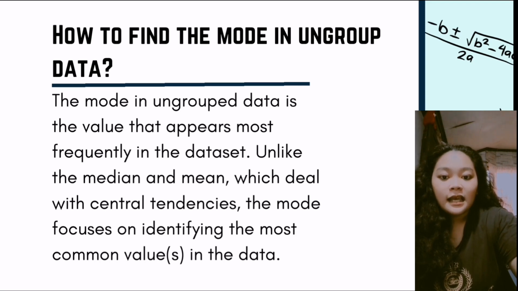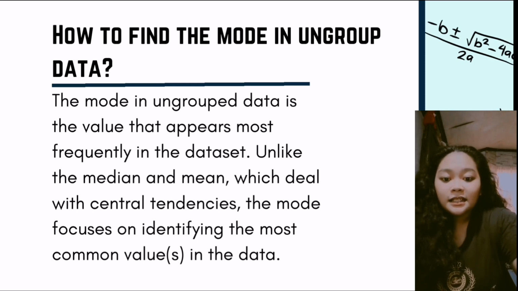Next, how to find the mode in ungrouped data. The mode in ungrouped data is the value that appears most frequently in the dataset. Unlike the mean and the median, the mode focuses on identifying the most common values in the data.